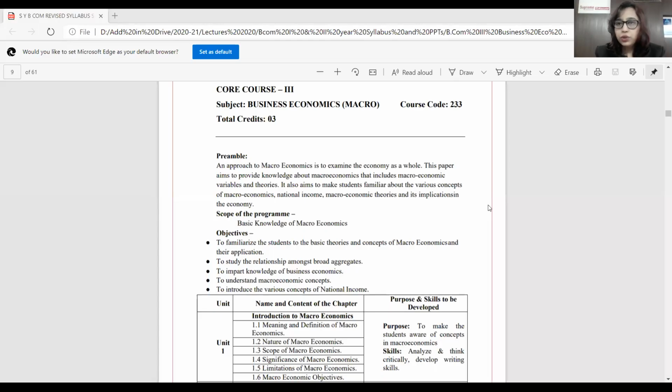So before we begin, I would like to introduce you to your syllabus. Let me share my screen with you all so that you get acquainted with your syllabus before we start. This is your syllabus of business economics. In this semester, you'll be studying macro. I think in the first and second semester, you have studied micro as a business economics part. So here you'll be studying the macro part. Let's understand what the syllabus is.